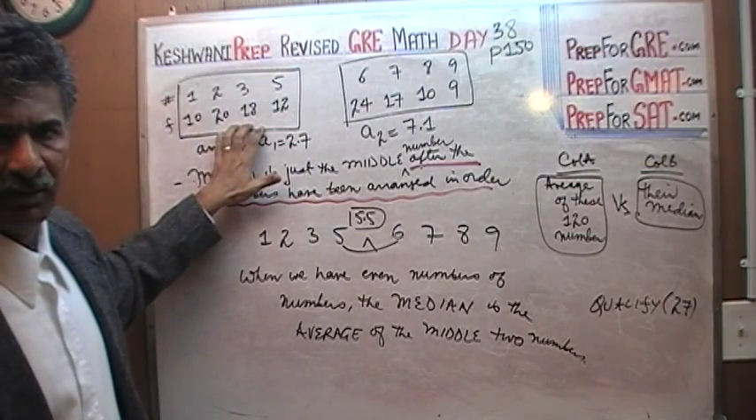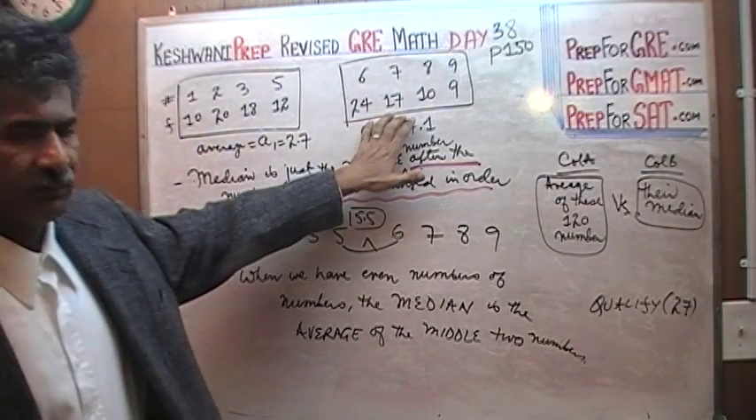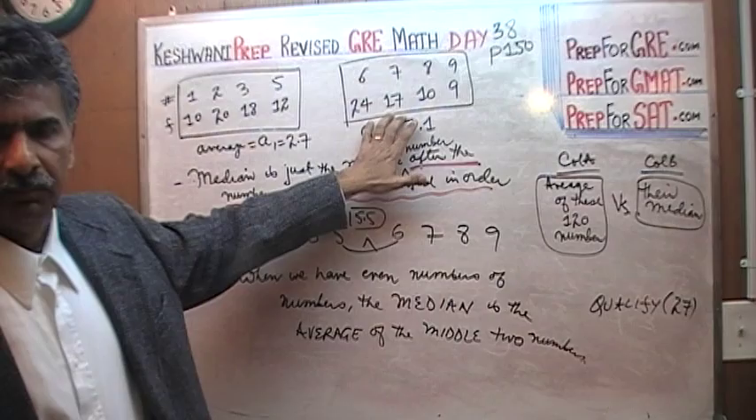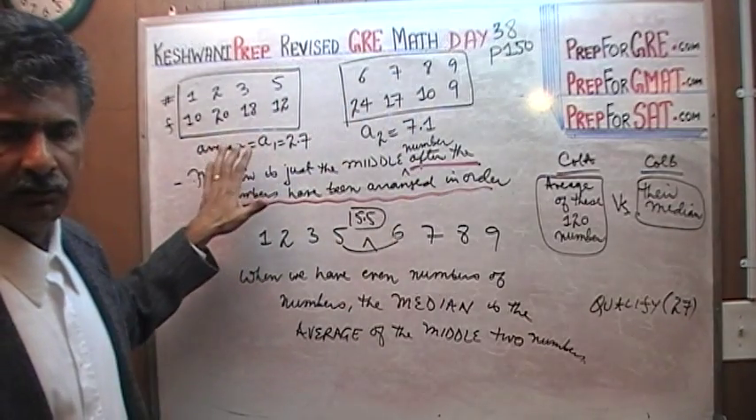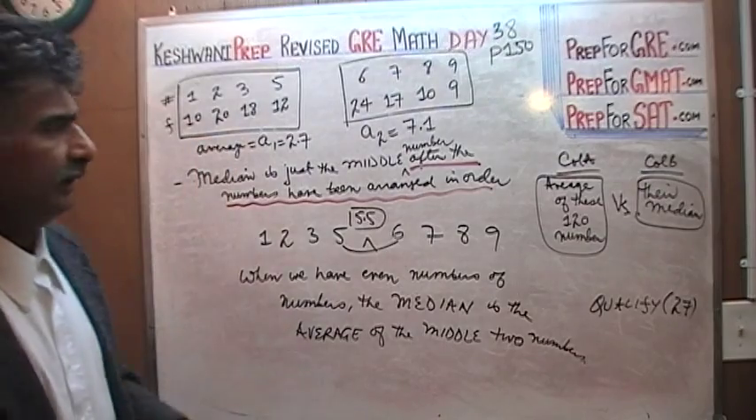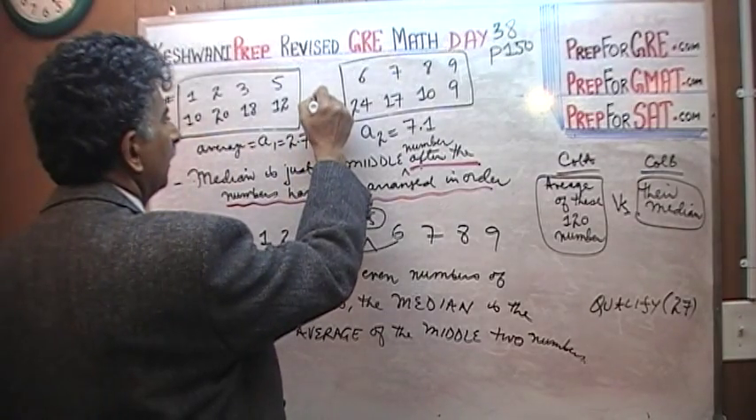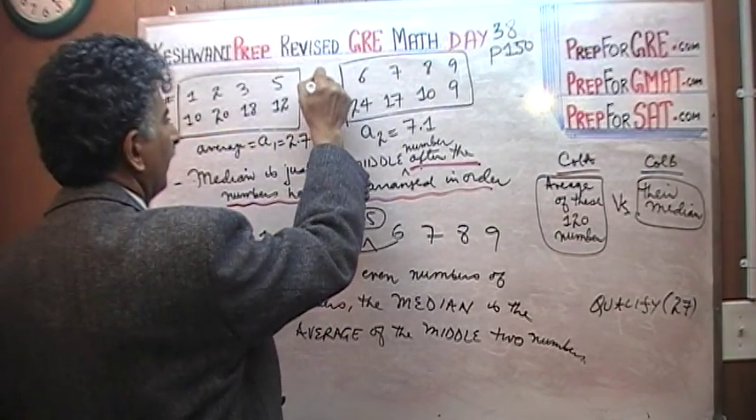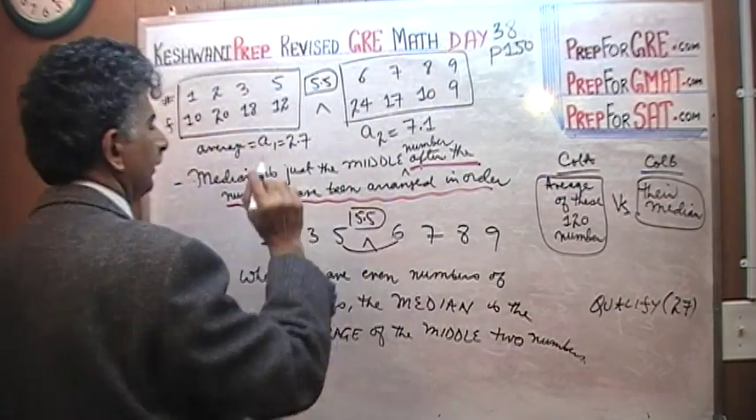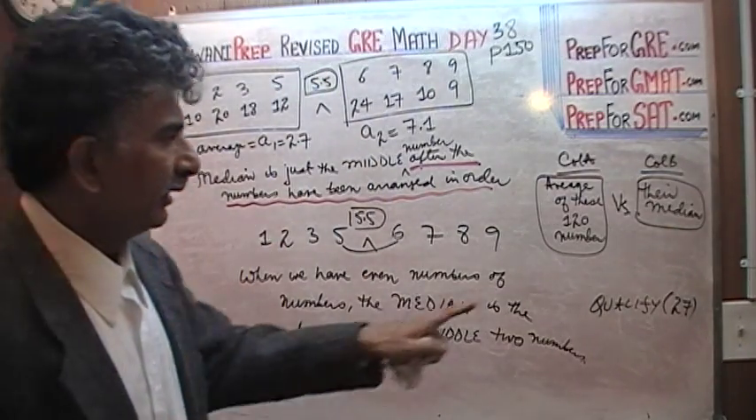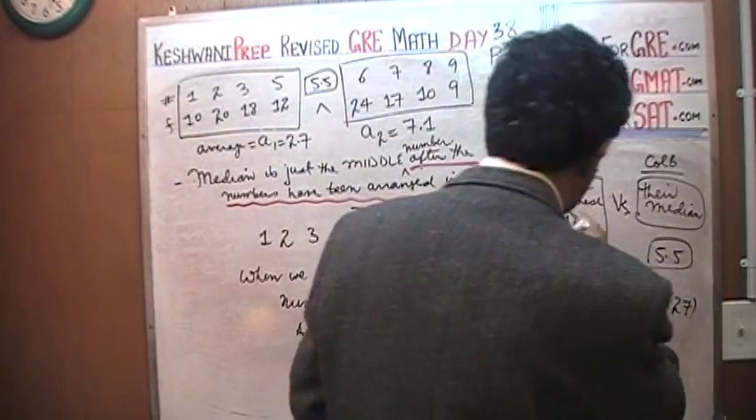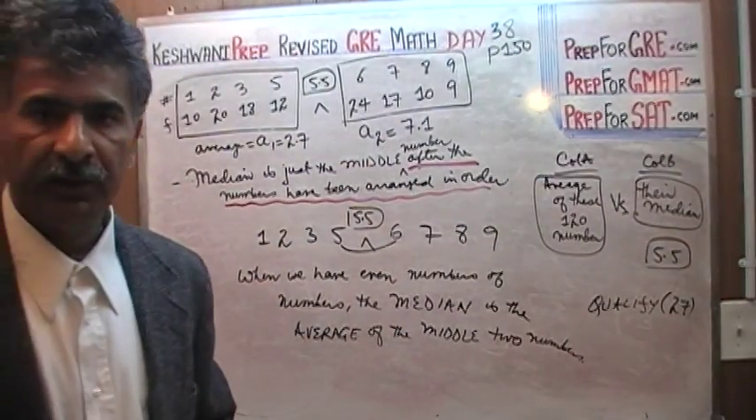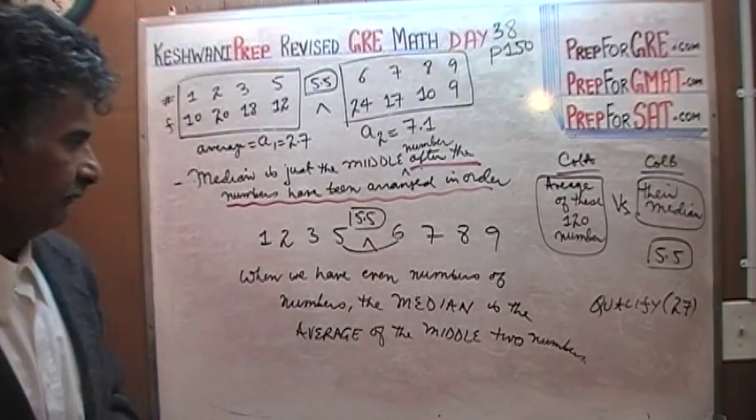There are 60 numbers on the left hand side in this group. There are 60 numbers on the right hand side in this group. There are altogether 120 numbers. But because they are already arranged in order, the median is the number that falls right in the middle, which is 5.5. That was the easy part. So their median is 5.5. That was the easy part. Figuring out the average of these 120 numbers requires some thinking.